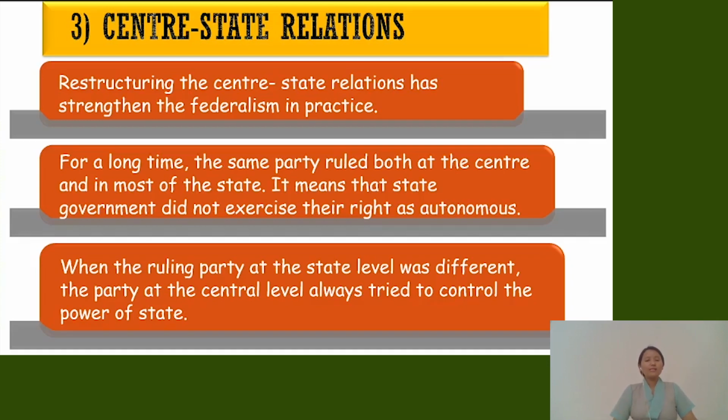When the ruling party at the state level was different, the party at the central level always tried to control the power of the state. Sometimes, when the central government was ruled by the Indian National Congress, in some state the government was run by another party. At that time, the central government always tried to control the power of the state. So this led to the non-sharing of power, right?